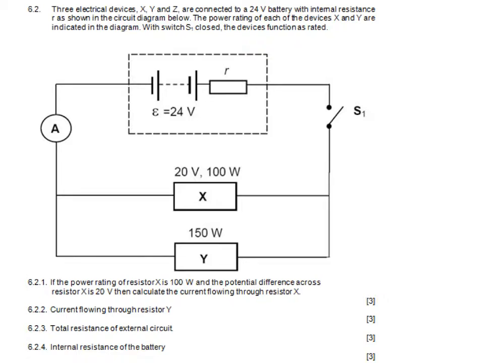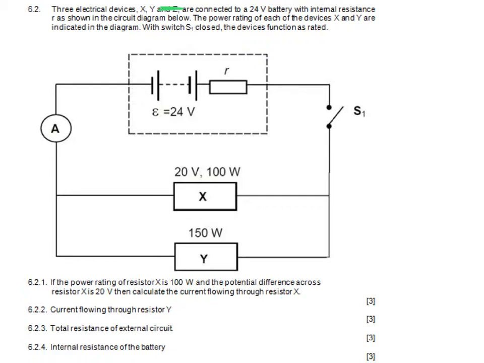3 electrical devices, X and Y, and oh my gosh, Z is not there, are connected to a 24-volt battery. So there isn't a Z over there. With internal resistance R, as shown in the circuit diagram below. The power rating of each of them was indicated in the diagram, and with the switch S1 closed the devices function as rated. If the power rating of resistor X is 100 watts and the potential difference across resistor X is 20 volts, then calculate the current flowing through resistor X.